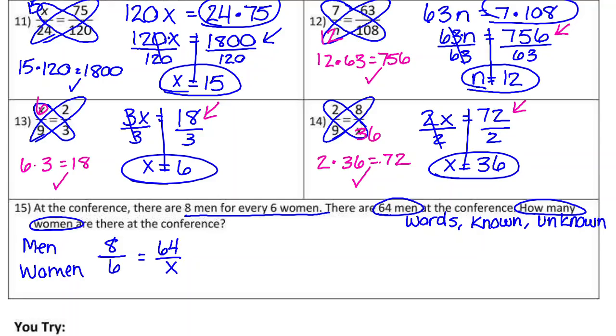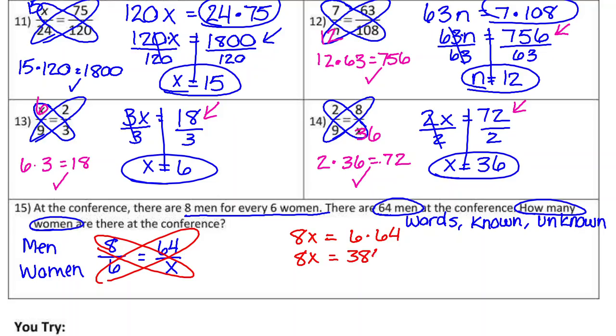8 times x would just be 8x. 6 times 64. Remember, if you want to write it out, you can. So now I have 8x is equal to, and 6 times 64 comes out to be 384. I have to do the inverse operation here, which is division by 8. So I'm left with x is equal to 36.